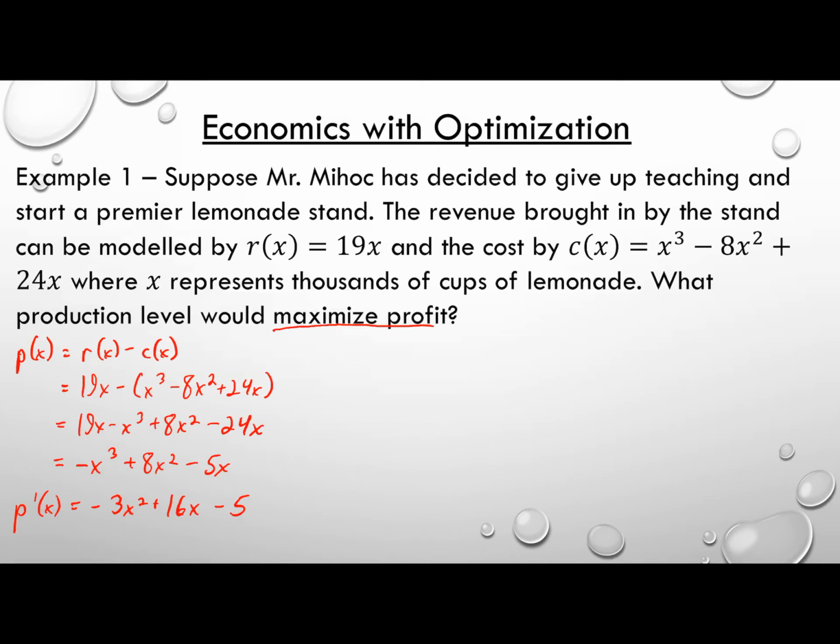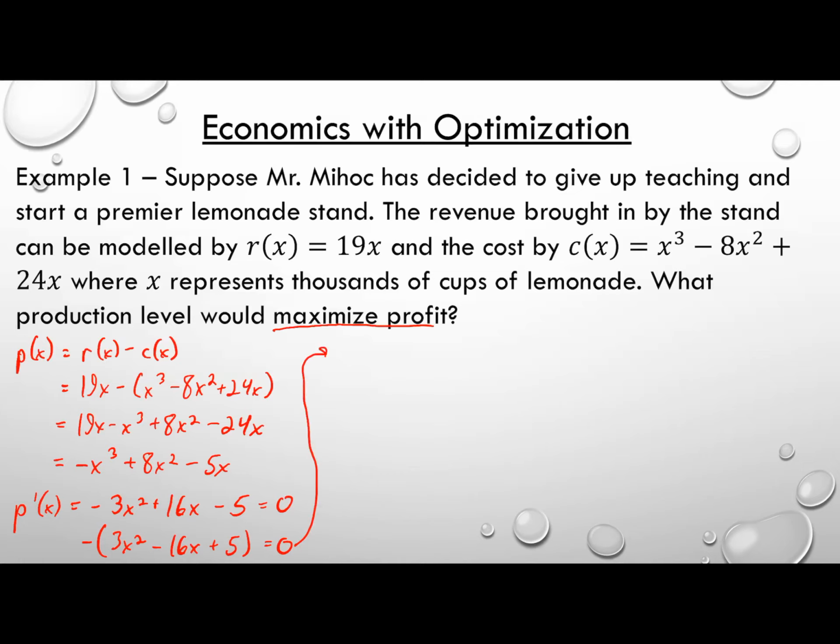Now we want to find those critical numbers. So we want to set this equal to 0, and we're going to factor this. First, really quickly, to make this a little bit easier for ourselves, let's factor out that negative 1 so that our leading term is positive. So positive 3x squared minus 16x plus 5. Okay, so now we have that. We're going to focus on that quantity, 3x squared minus 16x plus 5.